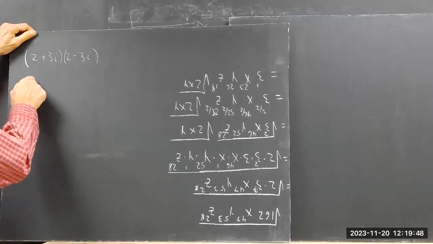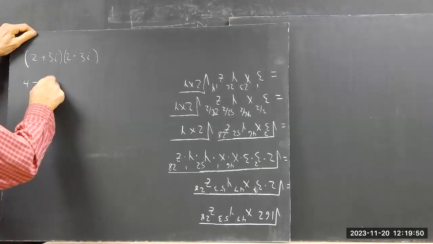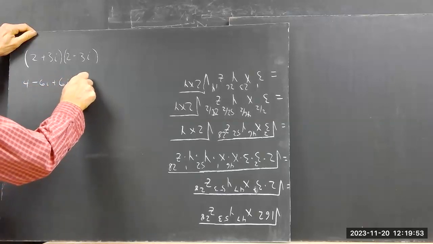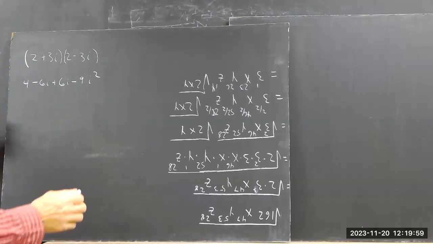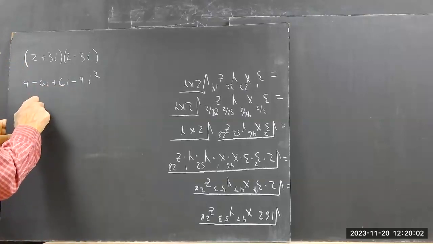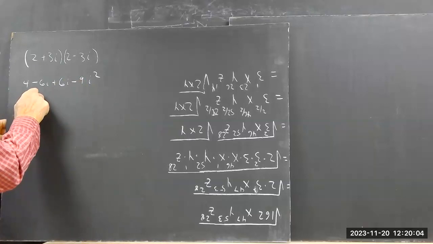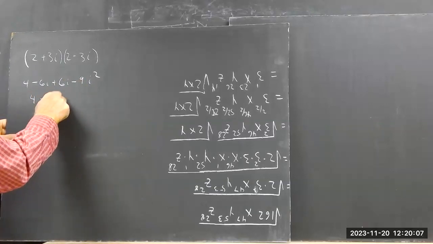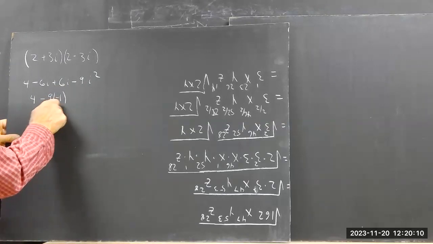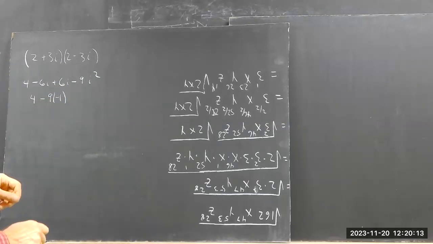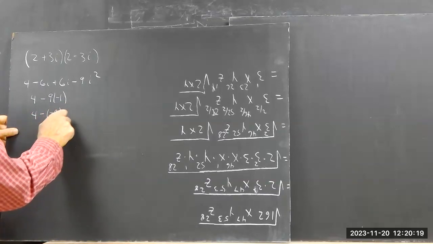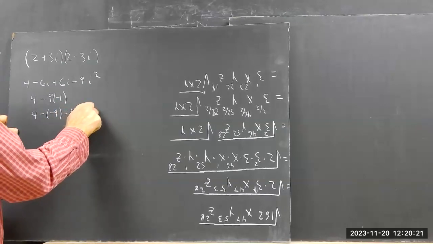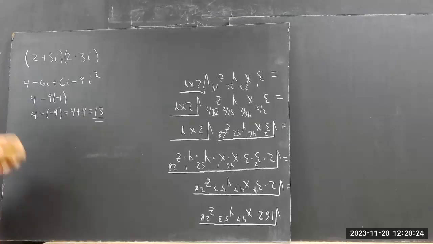Without going through the details, you get 4 minus 6i plus 6i minus 9i squared. That follows very easily. Just do everything carefully. And negative 6i and 6i is 0, and i squared is negative 1. So you end up with 4 minus 9 times negative 1. Well, 9 times negative 1 is negative 9. So that's 4 minus negative 9, which is 4 plus 9, which is 13.